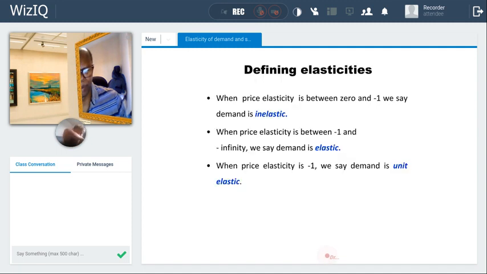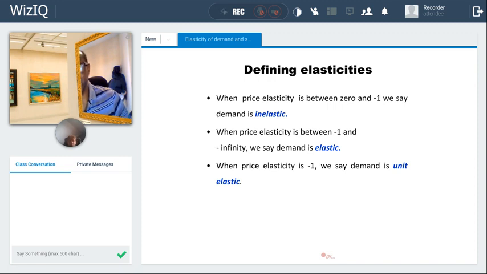Right. So when the price elasticity is between 0 and -1, or we can say between 0 and 1, remember, everybody knows that even if you write it positive, it is negative. Between 0 and 1, demand is inelastic. But when it is between 1 and infinity, demand is elastic. When it is just 1, we say demand is unit elastic.